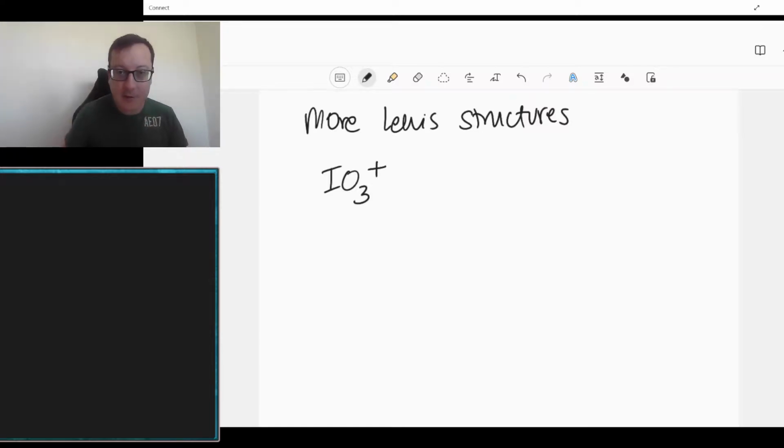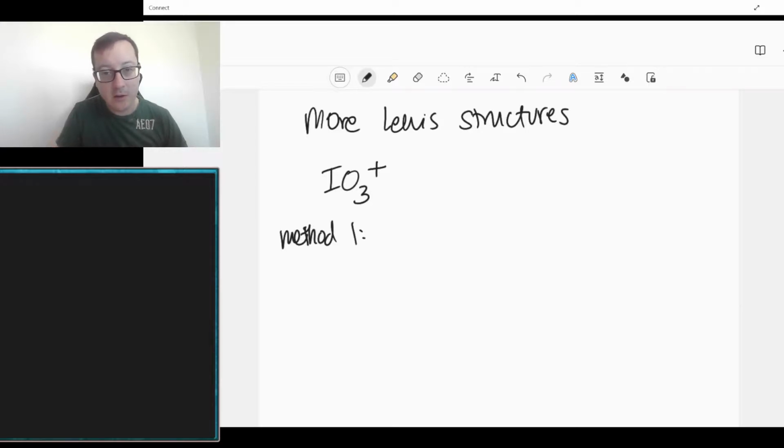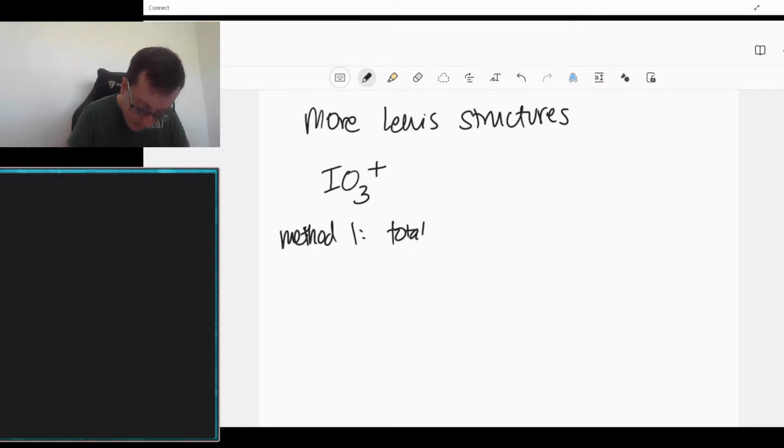All right, let's look at this dude. Let's see if we can do the Lewis structure for this particular ion, IO3 plus. Here's method one. We'll work through this. As with before, it's a good idea to pause the video, try and do it, then resume it and see if you're working on it correctly, and if not, try and figure out what's the problem that's happening.